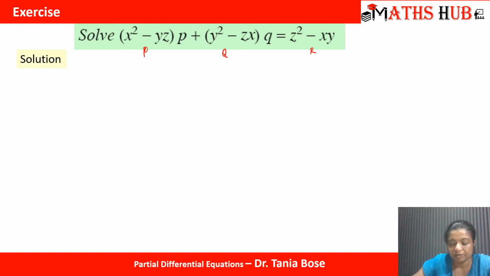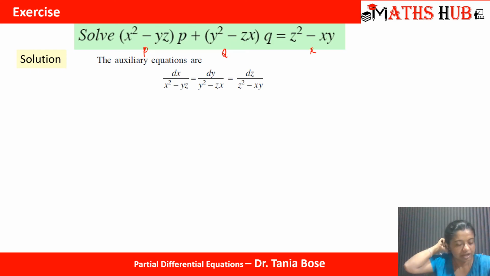So the auxiliary equations are dx upon x square minus yz equal to dy upon y square minus zx is equal to dz upon z square minus xy, right? Now, from these auxiliary equations, let us see how to solve them. You can see that if you take two terms at a time, you won't be able to solve it because they are not integrable, right? So how to make it integrable?